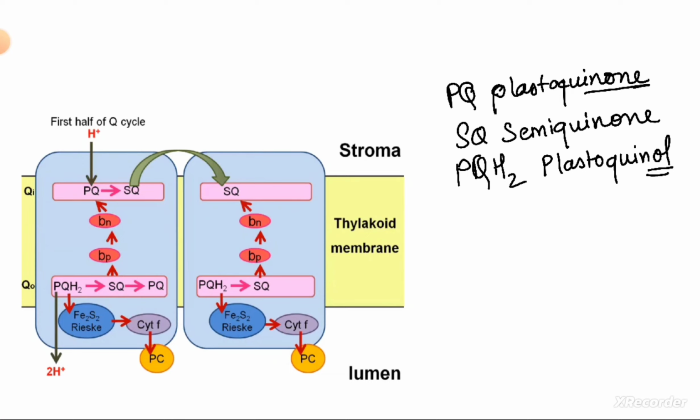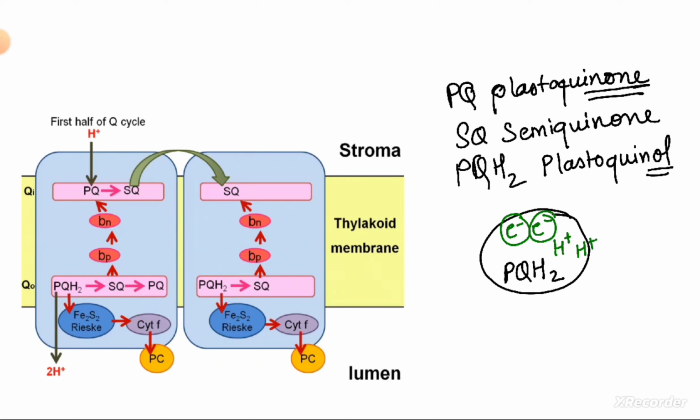Okay, plastoquinone and plastoquinol. So just remember all these terms. Now we will start. So what does your plastoquinol have? Okay, this is your plastoquinol. Plastoquinol has two electrons and two protons, while semiquinone will have just one electron and one H plus, while plastoquinone won't have anything here.